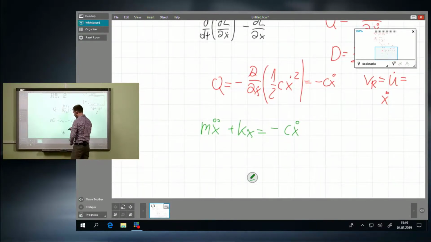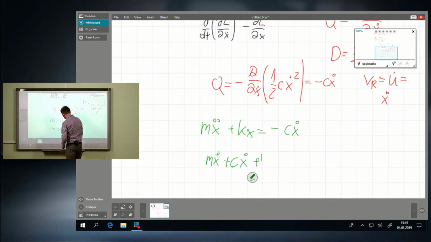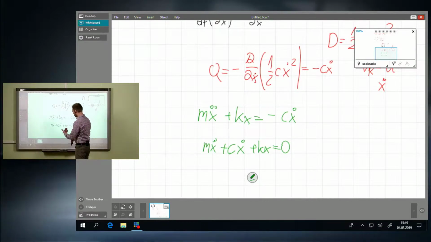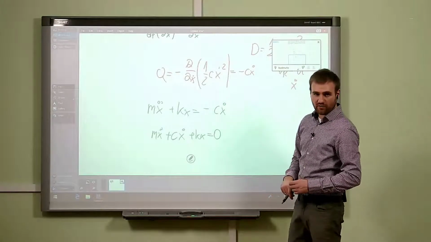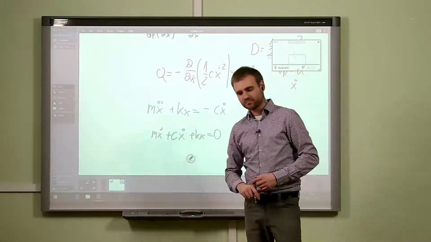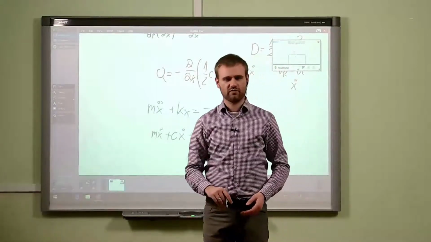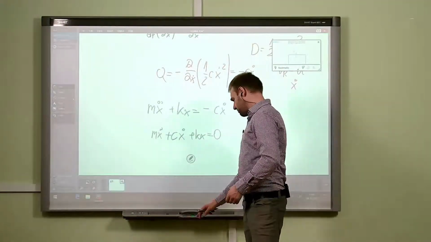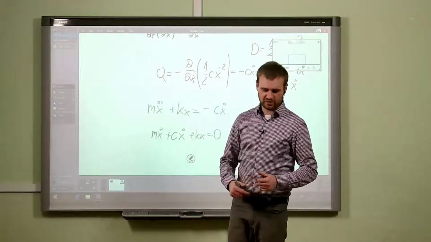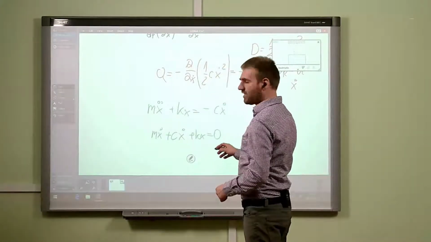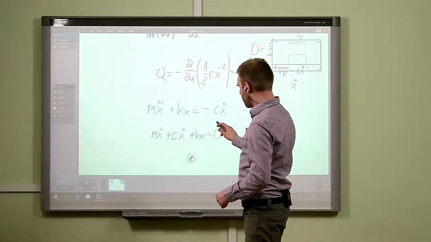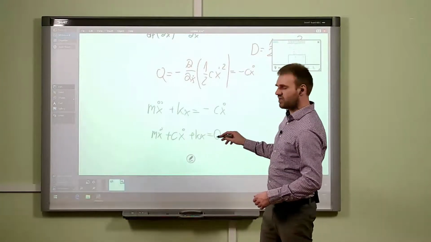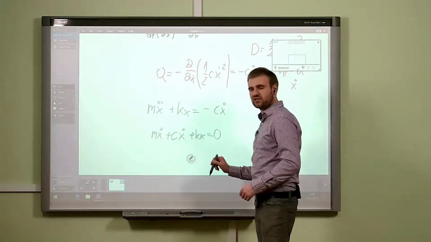What we have as a result? It will be m x double dot plus c x dot plus kx equal to 0. It is our governing equation of damped free vibration. Okay, now we have to solve it. Like last time, classification of that equation: it is a second order homogeneous differential equation with constant coefficients.